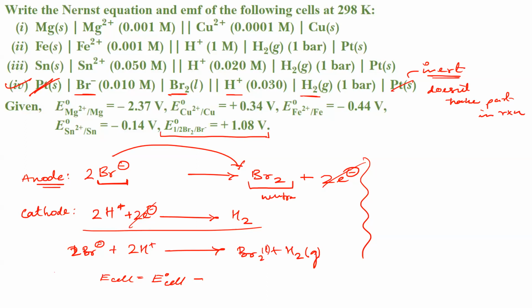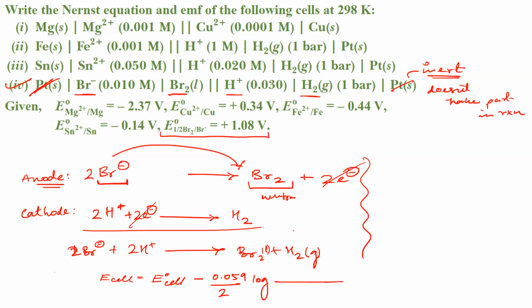E naught cell minus 0.059 by how many electrons are used? Tell me. How many electrons are used? Quickly tell me. Why don't you tell me things that are written down quickly? You take so much time. 2, log of the product.